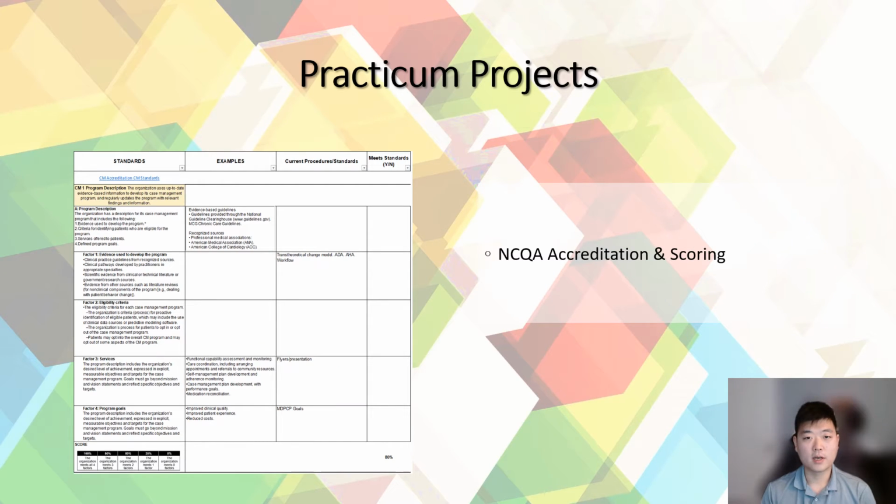The next project I worked on was evaluating Netrin's care management program based on the National Committee for Quality Assurance's Standards for Case Management Accreditation. An organization that is accredited shows that they are a health plan that is truly committed to meeting quality evidence-based standards. This was done along with the Director of Care Management.